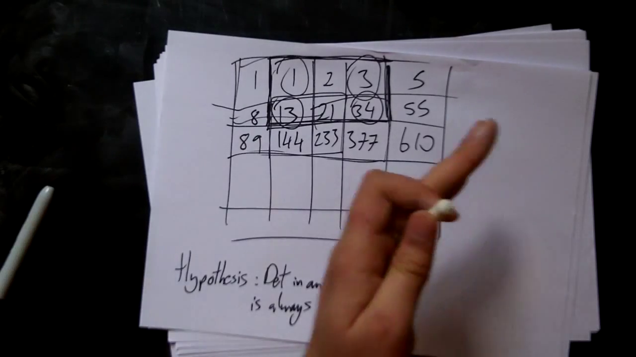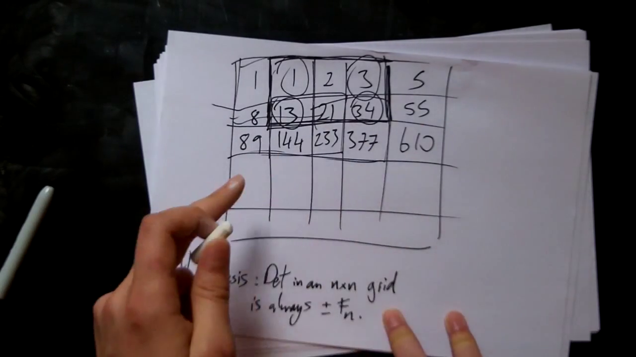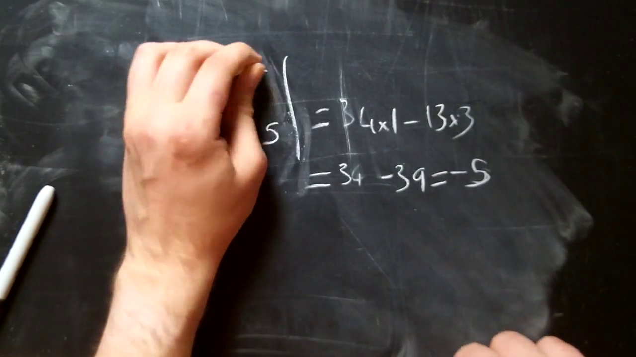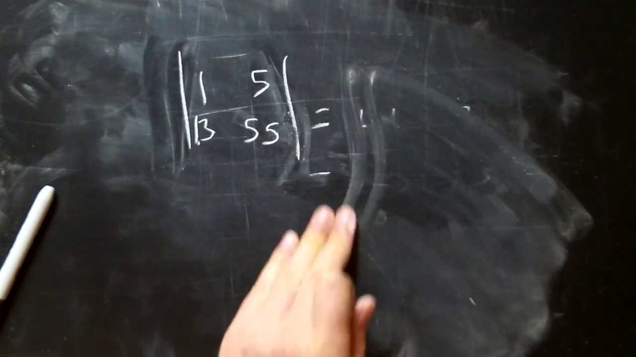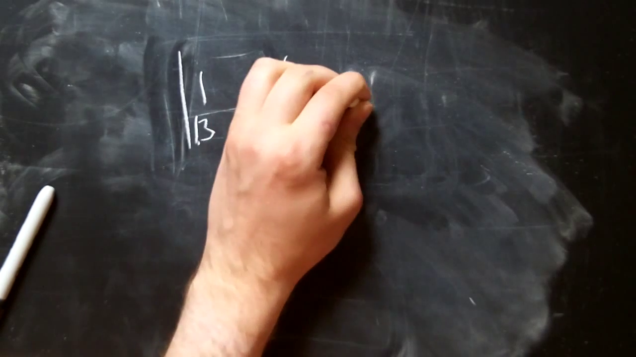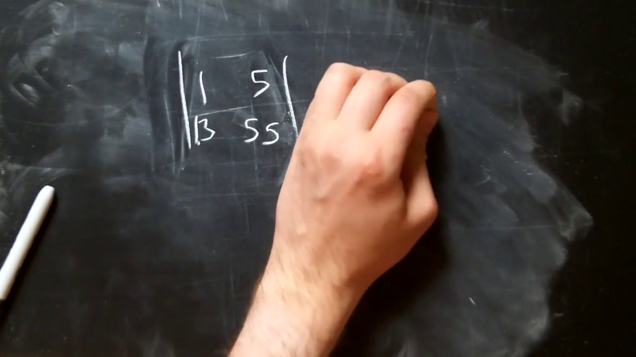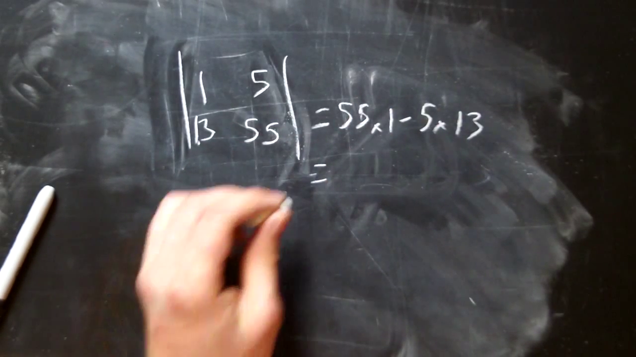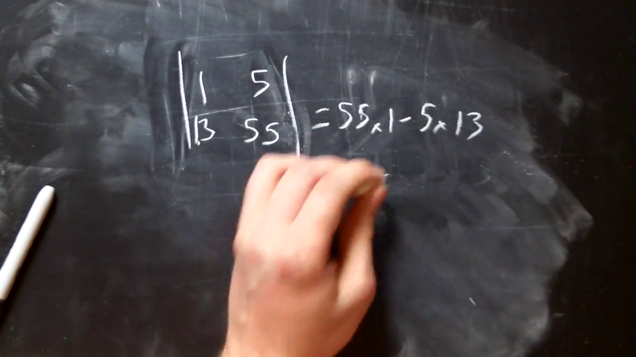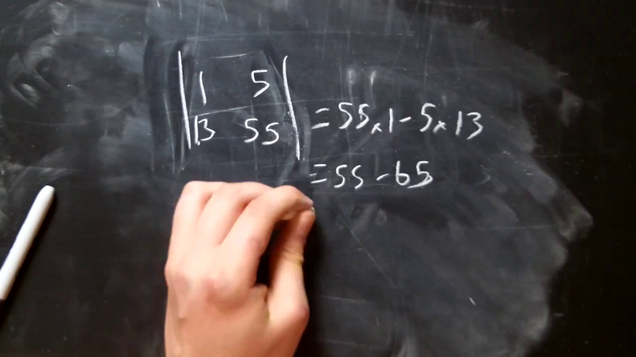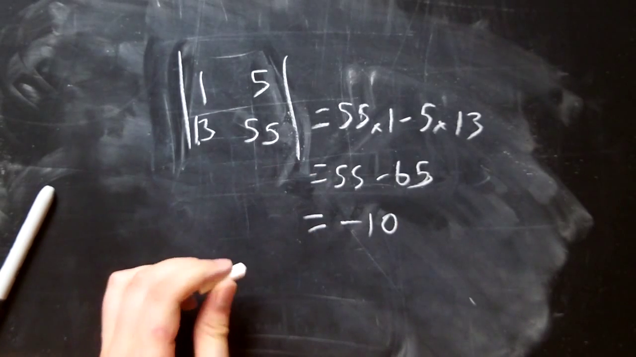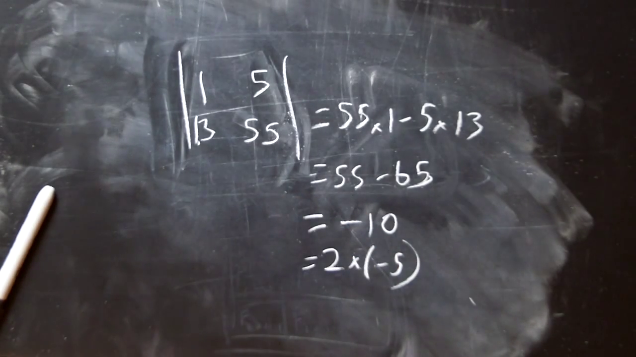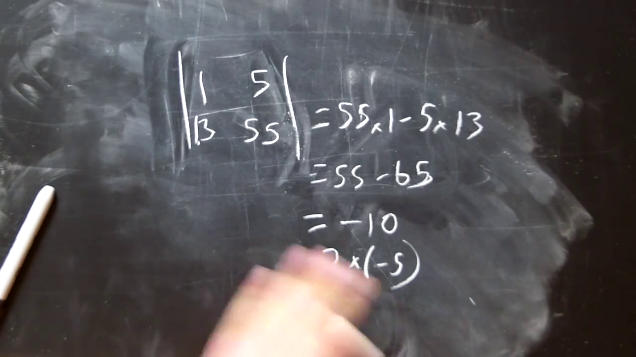So is that the rule? Is it going to be the same the whole way? Of course not. If I take the next one along, 55, 5. Let's see, what do I get? 55 times 1 minus 5 times 13 is 55 minus 65 is minus 10, which is 2 times minus 5. Beginning to spot a pattern? Maybe.